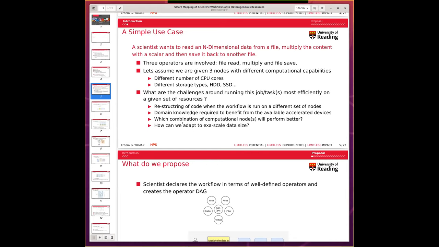And also which combination of these given nodes will perform better, which task when mapped to which host will provide a better result. And how can we adapt to exascale data sizes? So these are the challenges to be addressed while doing such a mapping.